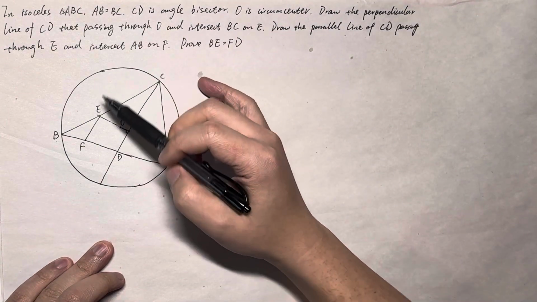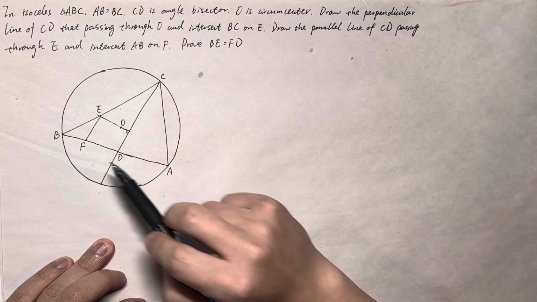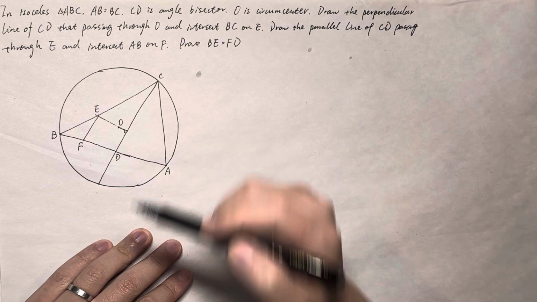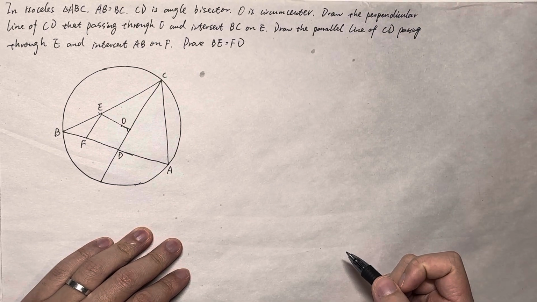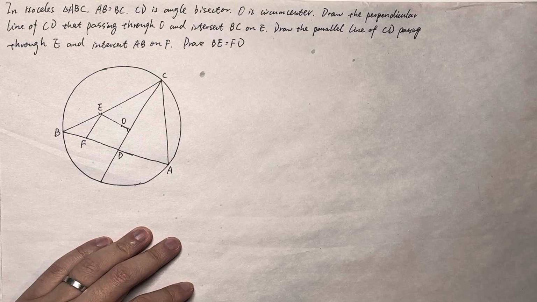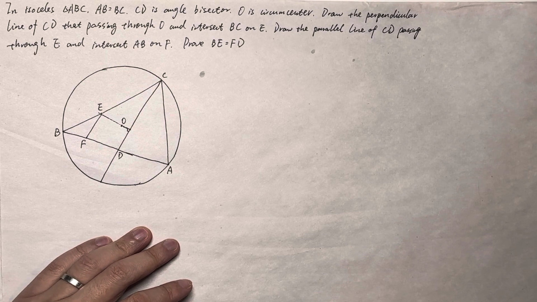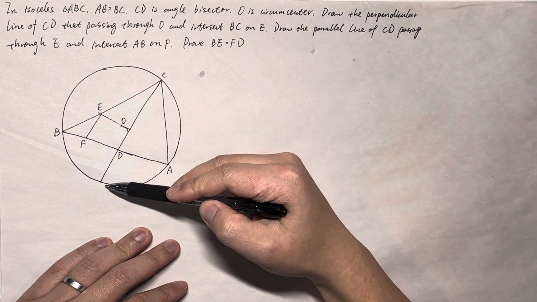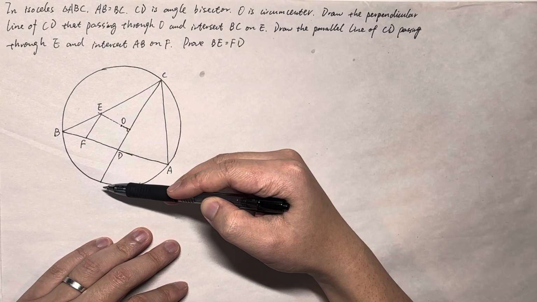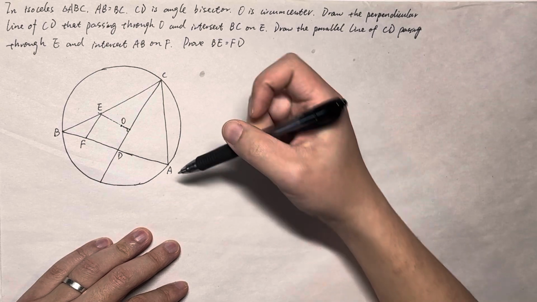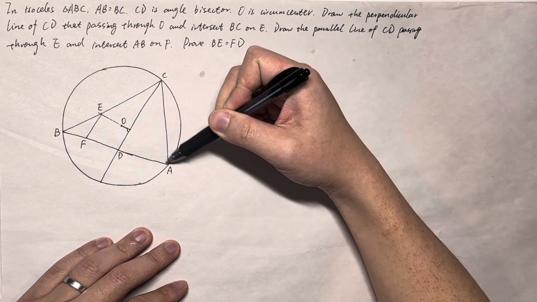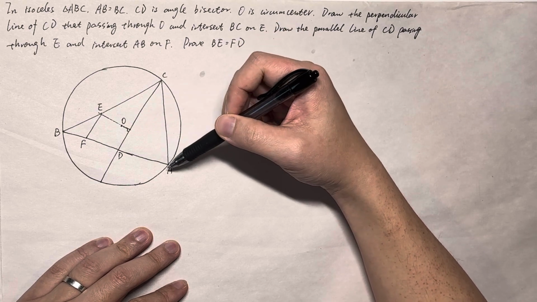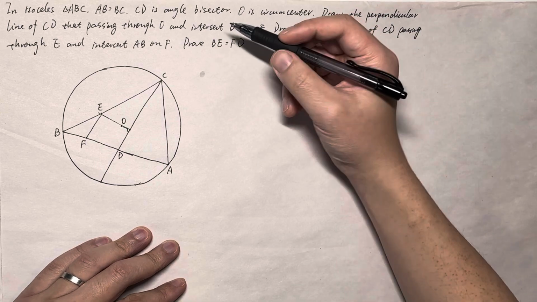We want to prove that BE equals FD. The first glimpse of this problem is that we already know BC equals BA, and CD is the angle bisector. So we want to find another angle bisector here to make them symmetrical. That may give us some more information.